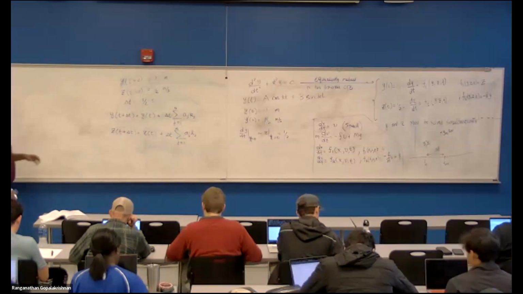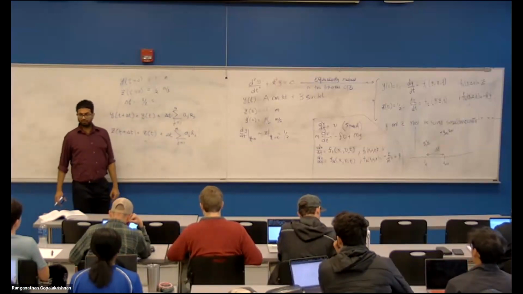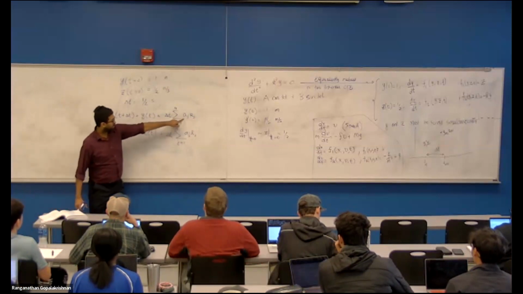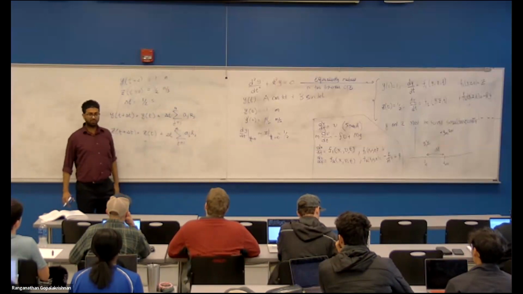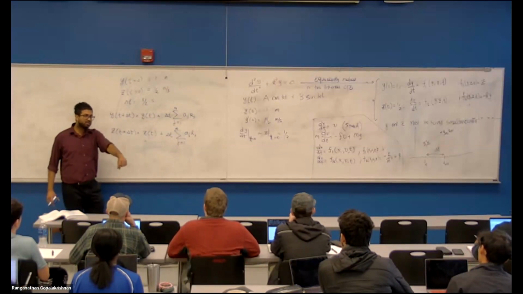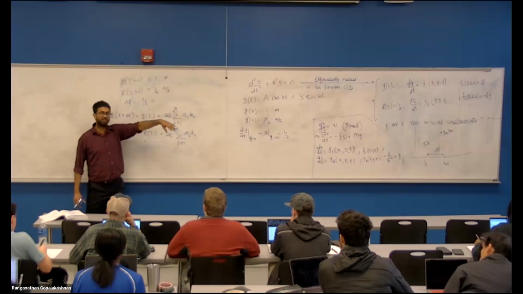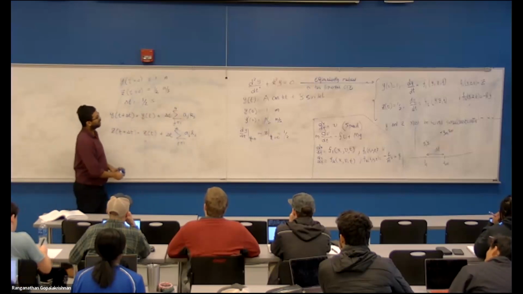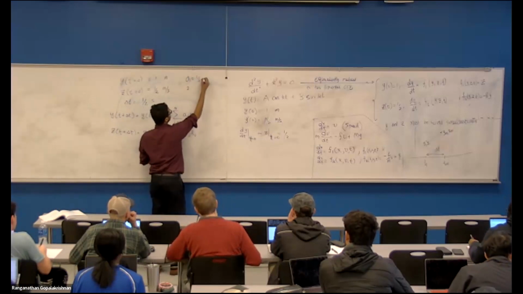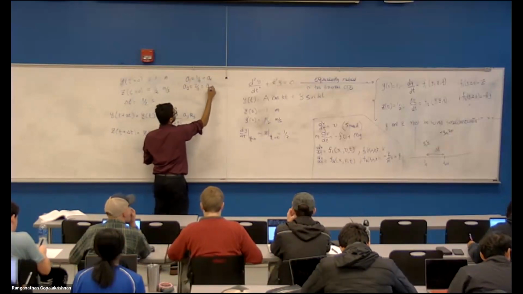Question: aj values in this first line and in the second line are the same, true or false? aj values are the same between the two equations, true or false? True. Because aj is not about the problem, it's about the method. So aj values are what they are always. A1 is 1 by 6 equal to A4. A2 is 2 by 6 equal to A3. That won't change.